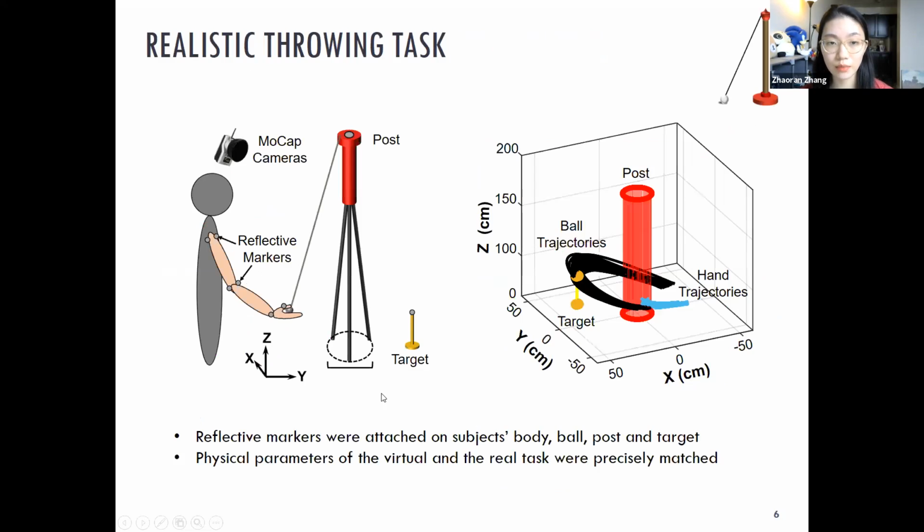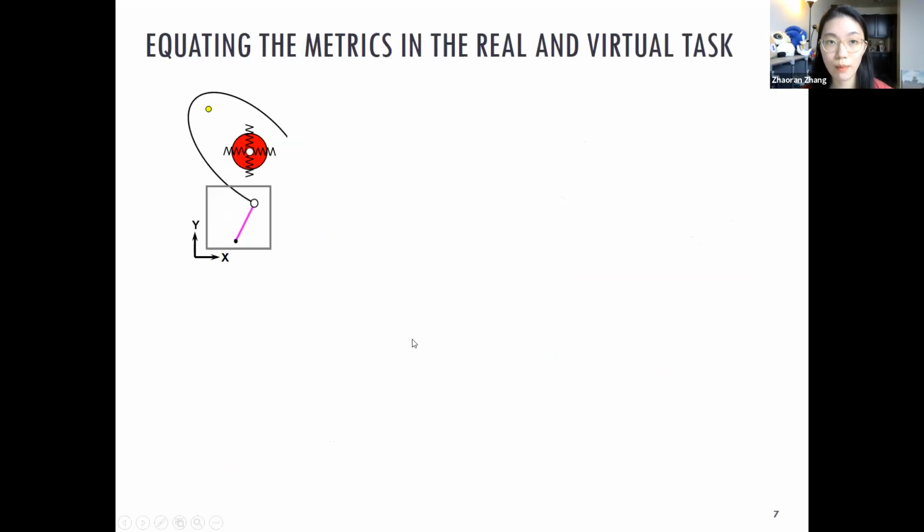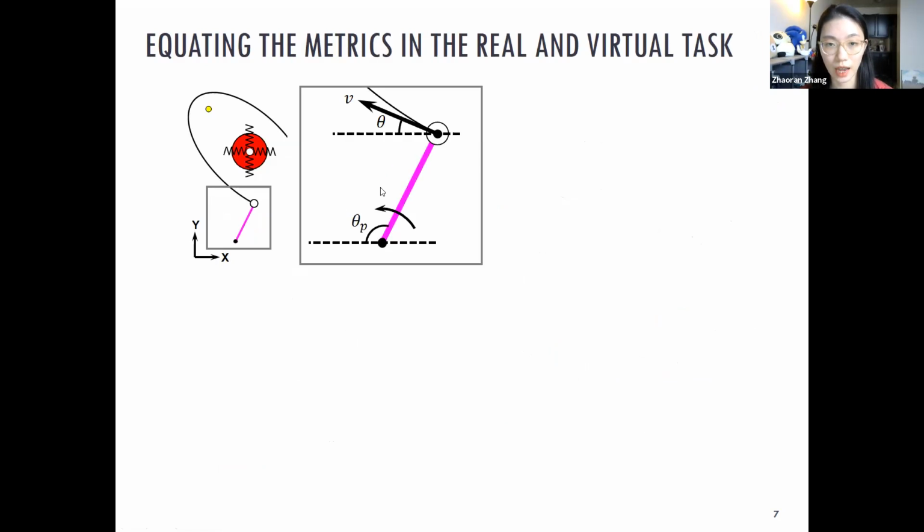We also did this same task in a real environment. We attach markers on the subject's body, on the bar, the post, and the target, and we precisely match the physical parameters in virtual and real tasks, including the ball mass, the height of the post, the length of the string, the position of the target, etc. And then we use 12 motion capture cameras to record the positions of the hand and the ball trajectories.